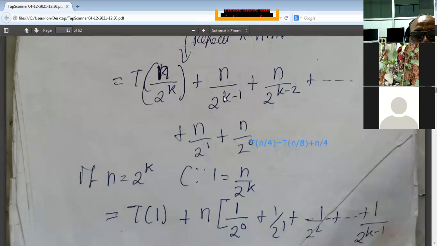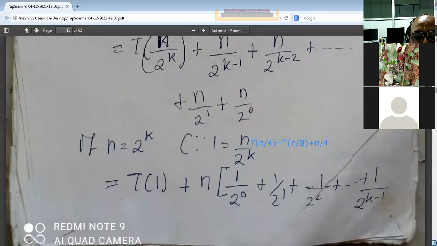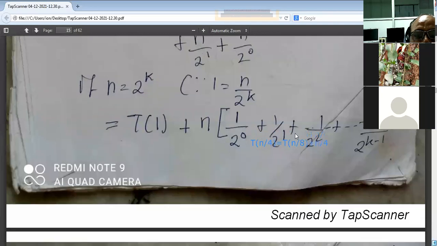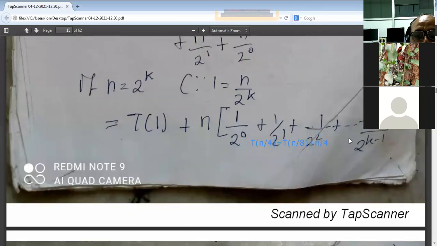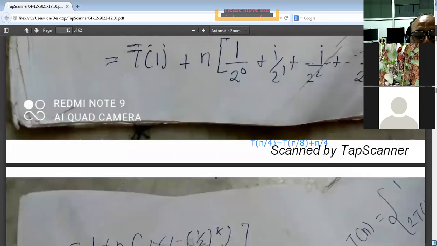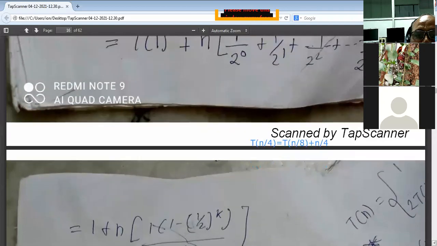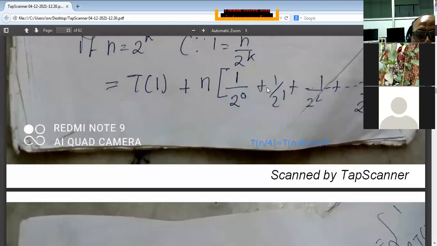So T(1) and n I have taken in common. Now what is remaining in this equation? T0, T1, T2, up to T(2^k minus 1). So 2^0, 2^1, 2^2, up to 2^(k minus 1), 2^k. So this will be remaining in this equation. Now it came in GP format, geometric progression format. So I want to calculate the summation of this series.